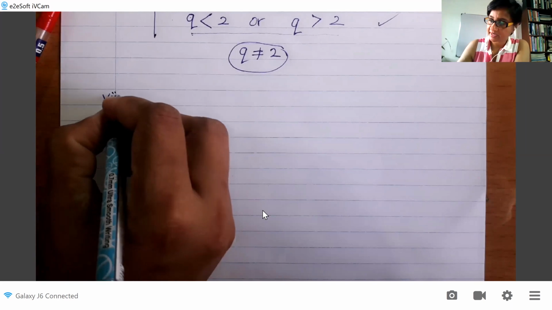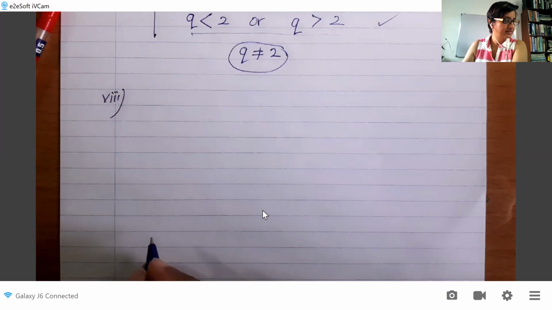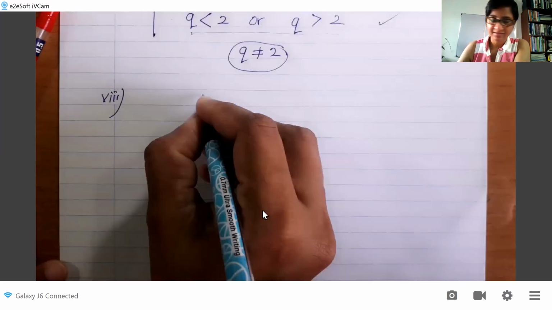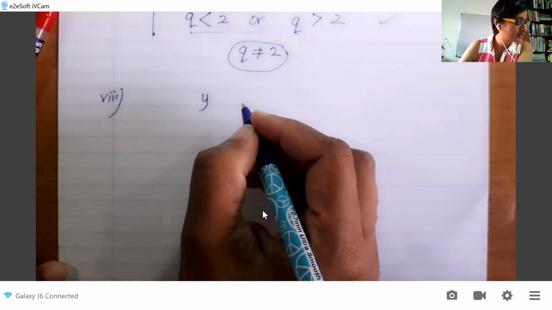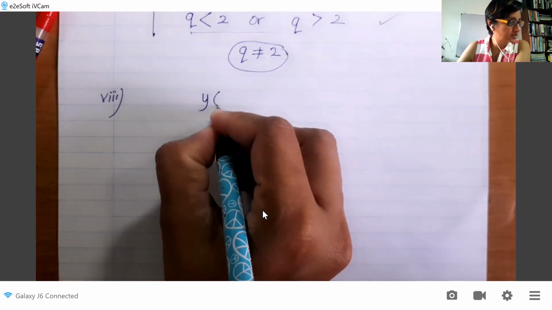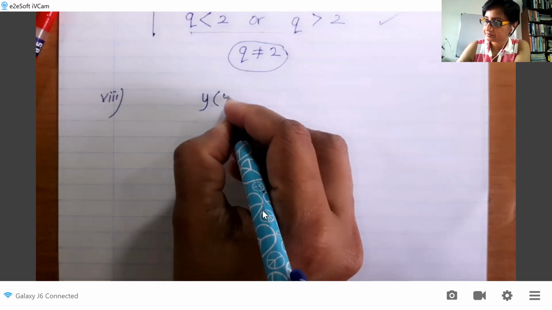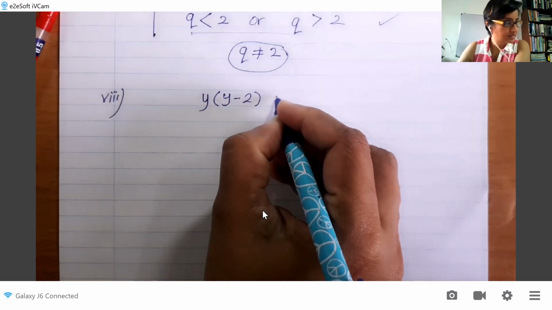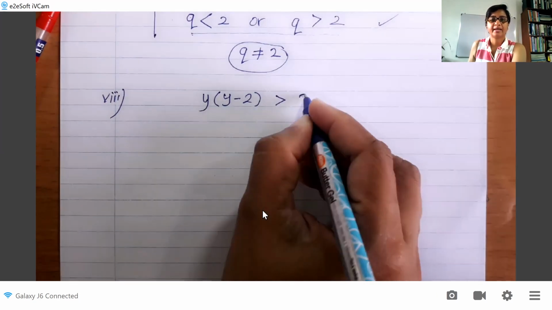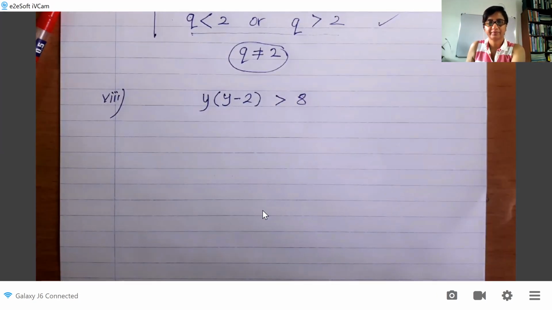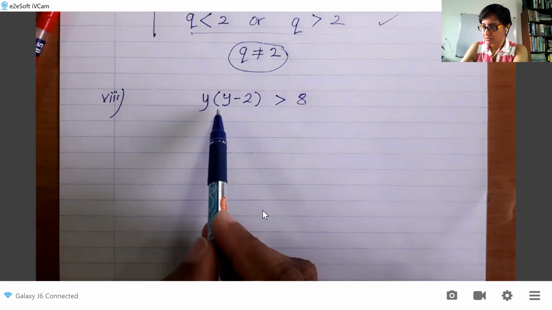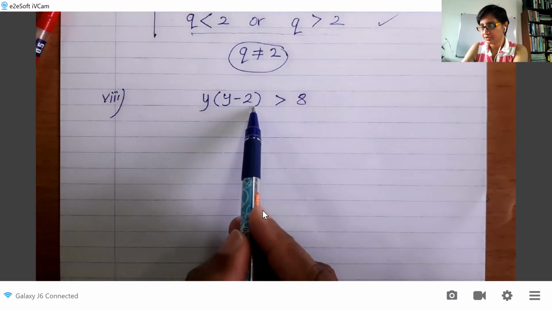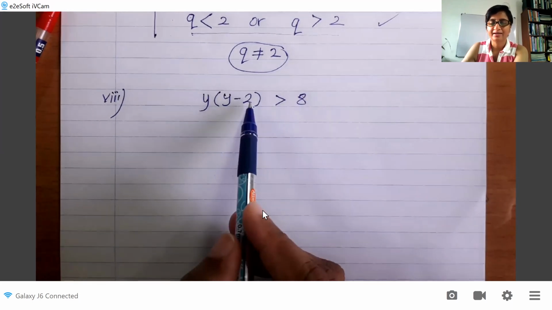it is 8, right? Yeah, part 8 is y, okay? It looks like a gamma. y times y minus 2 is greater than 8. Okay. Now, did everyone remove this bracket? And then did you bring the 8 to this side? And is that how you did it?